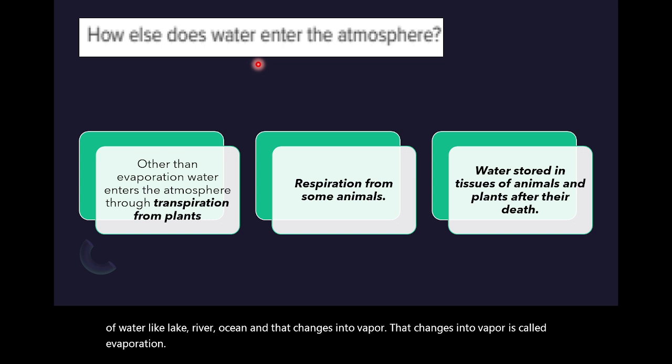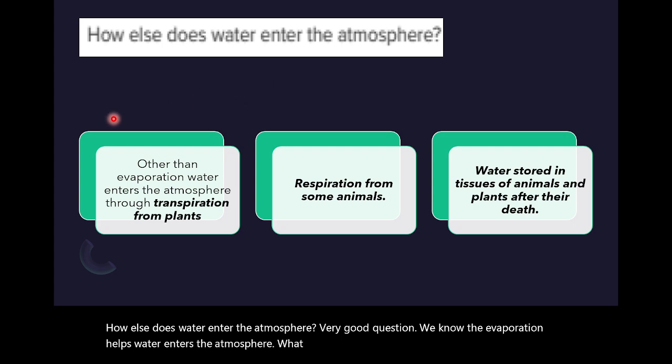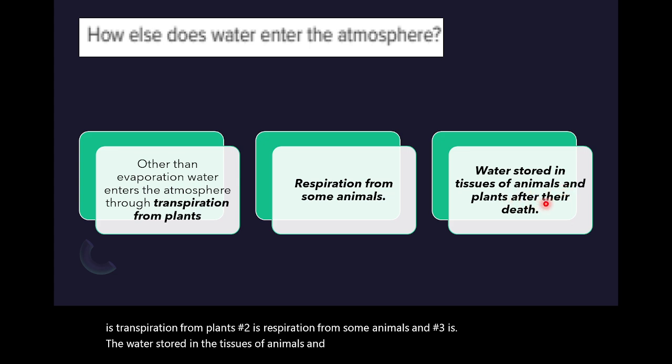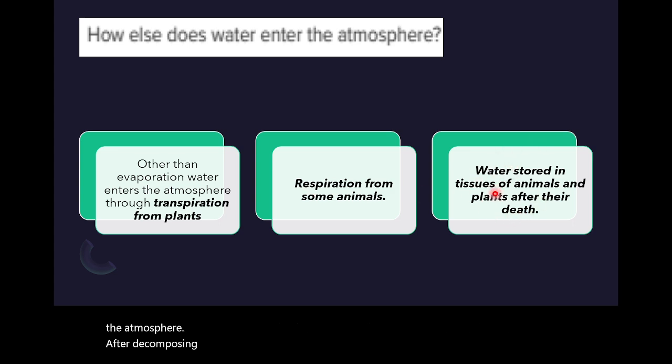How else does water enter the atmosphere? Very good question. We know that evaporation helps water enter the atmosphere. What else? These three are very important. Number one is transpiration from plants. Number two is respiration from some animals. And number three is the water stored in the tissues of animals and plants after their death. That water also goes to the atmosphere after decomposing of the dead bodies, dead plants.